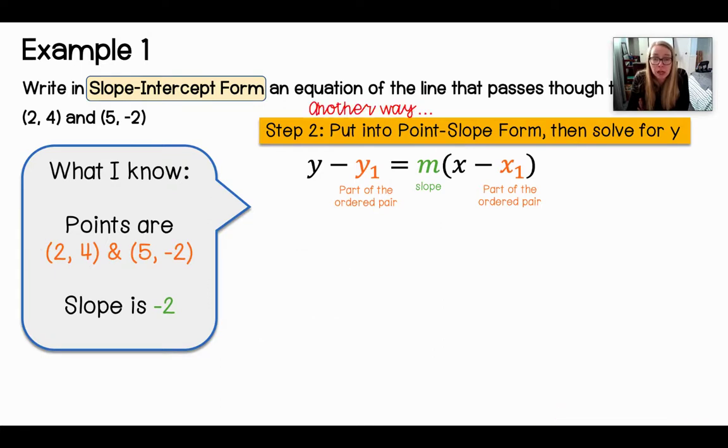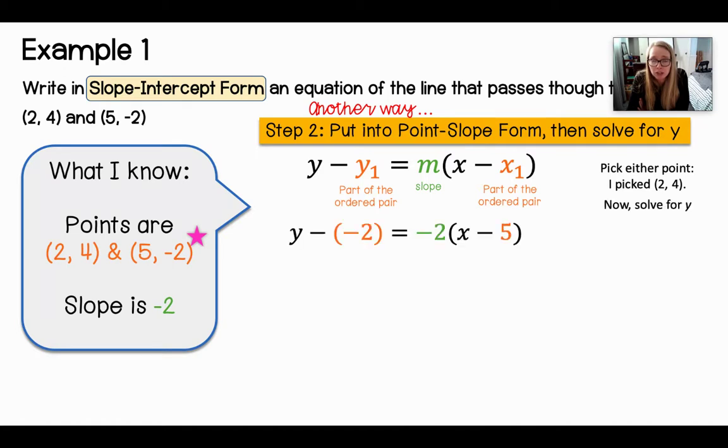So here's just another way. Now I'm going to pick the point (5, -2). We're going to plug that information in just like before. So our first step, we're plugging that in. The x1 and y1 are 5 and -2, and our slope is -2.